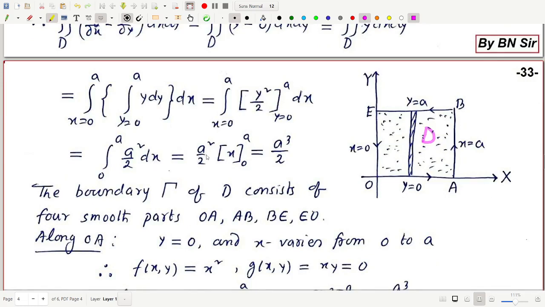Then if we integrate again, it is just dx, which means x, with limit 0 to a, so only a will be coming, so a cube by 2. So we have got the double integral a cube by 2. Now we should get the line integral also a cube by 2.